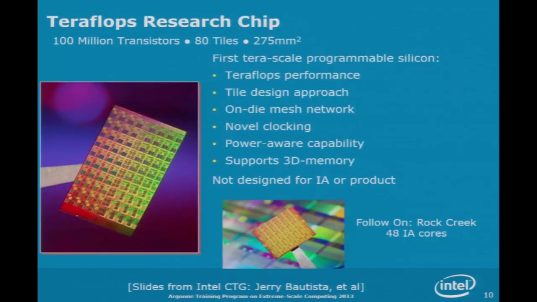This is a research chip that Intel did a few years ago. It's not a product, but it is a little interesting. It was called Polaris. It actually got teraflops performance on a single chip. It basically has a bunch of floating point multipliers sitting in a mesh.